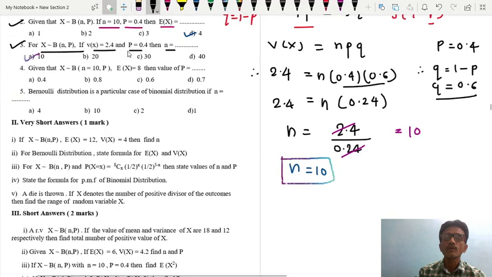Next question. Here the question is the fourth one. Given x follows binomial distribution with parameter n is equal to 10, and Ex is given as 8. So we have to find the probability p. How can we do this? Probability p is to be found out here.